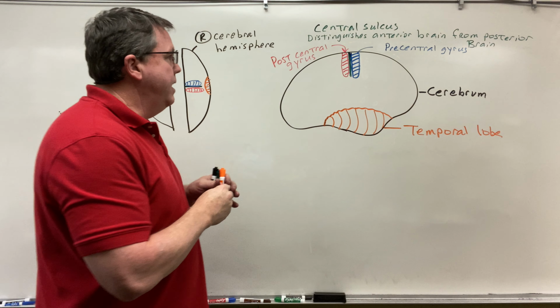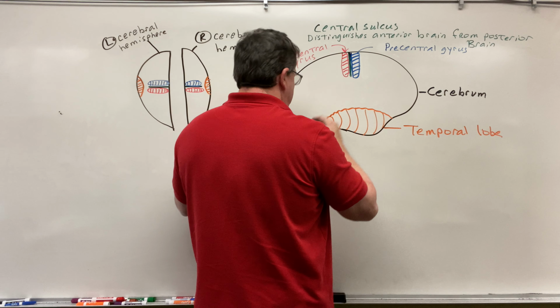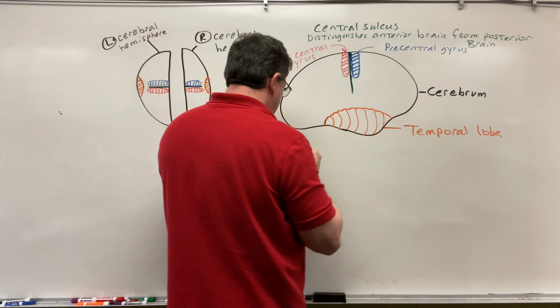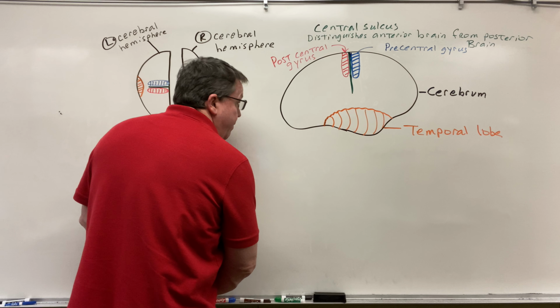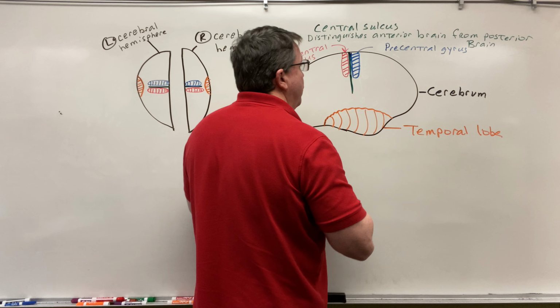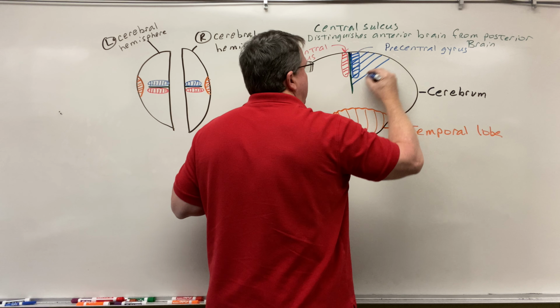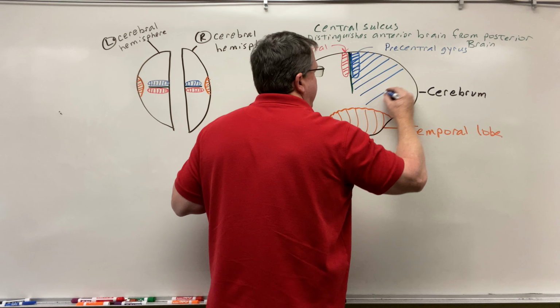So now, the next thing we have is, like we said, everything that's anterior to this sulcus, the central sulcus, is the frontal lobe, or is anterior. So this is going to be my frontal lobe right here.